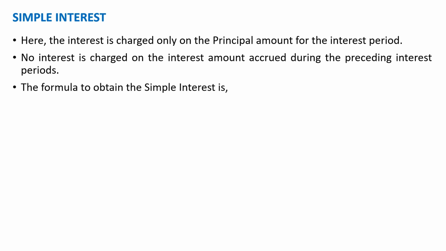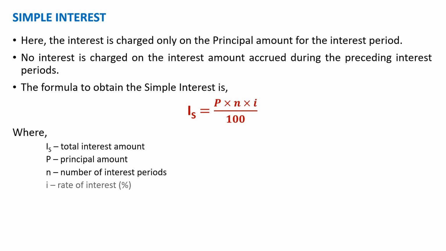The formula to obtain the simple interest is IS is equal to P into N into I divided by 100, where IS is the total interest amount, P is the principal amount, N is the number of interest periods, and I is the rate of interest in percentage.